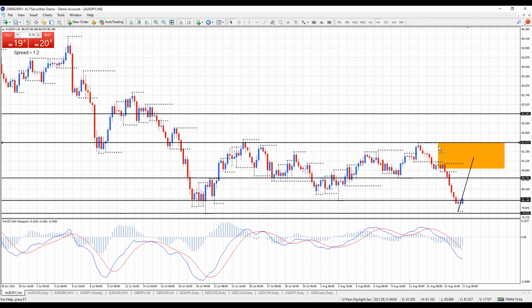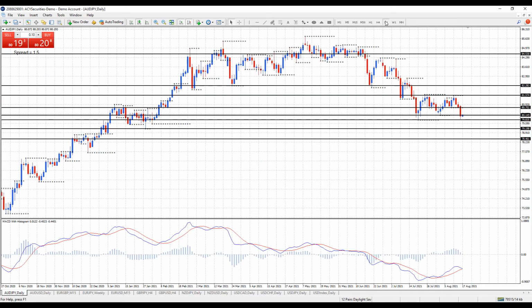Now my long-term target is monthly support. So let me just tidy this up. So we can go back to a higher time frame. So just back up to the daily. Here's my level of monthly support down here. So if you could sell in this area around about 81, stop at 82, targeting down at 78.46, that would give you a risk reward of 1 to 2.5, which would be great.